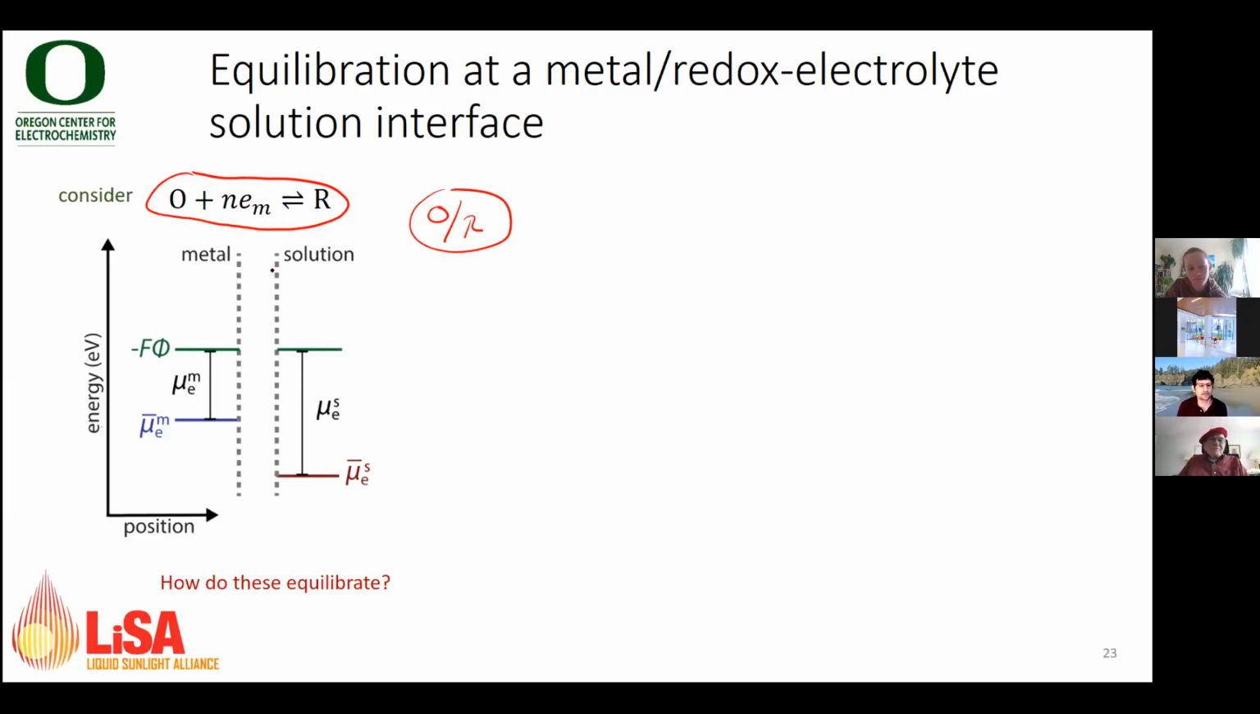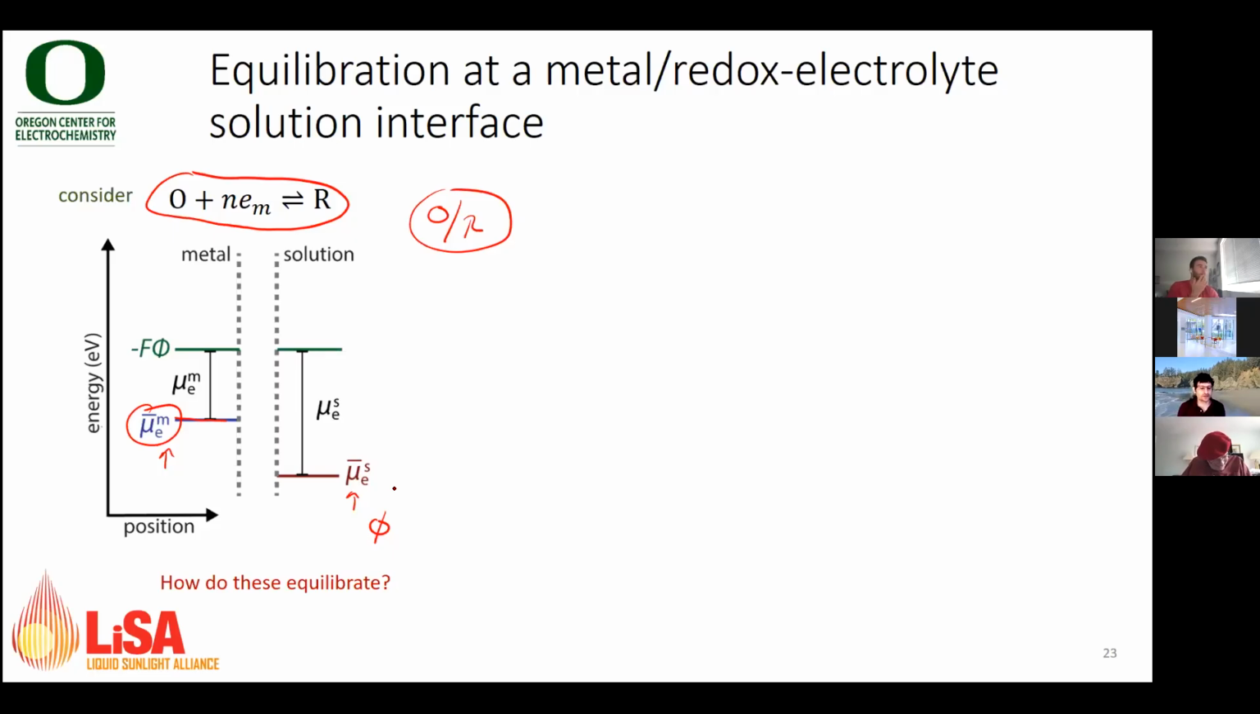How does this work? Originally, say I have an electrochemical potential of electrons in the metal at this level. What's the electrochemical potential of the electrons in solution? Is there an electrochemical potential of electrons in solution? Are there any electrons in solution? What do you guys think? 4.4. Okay, but how would I think about the Fermi level of the solution?